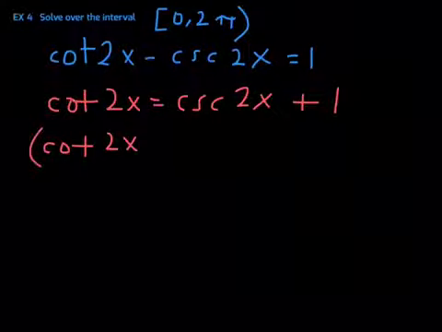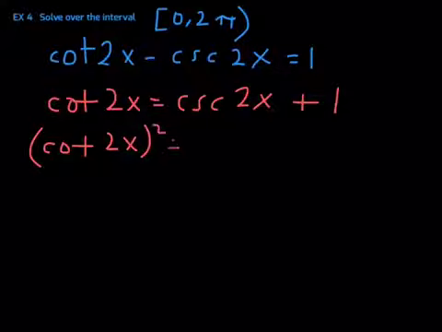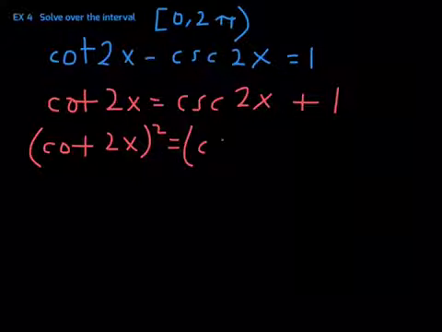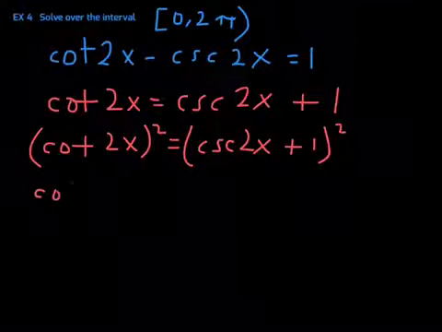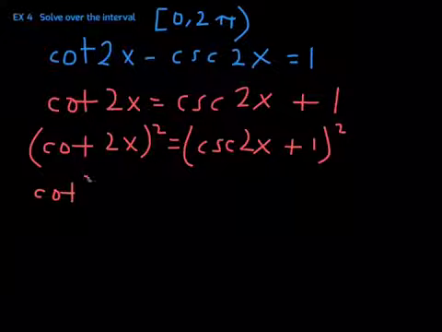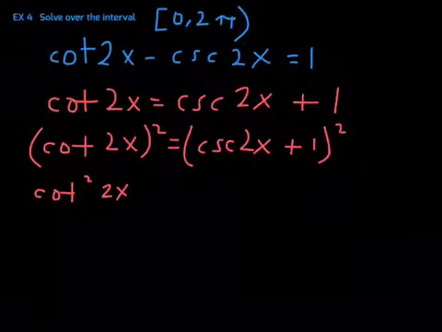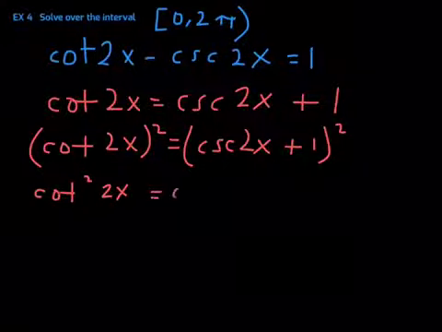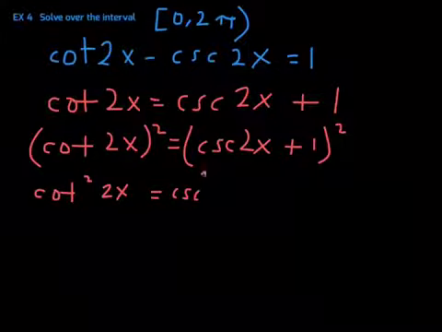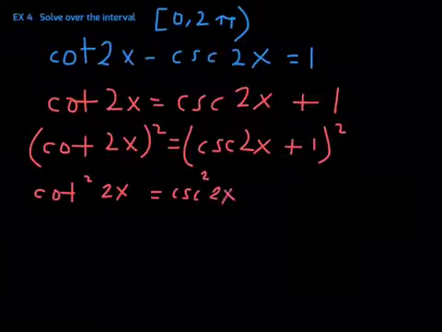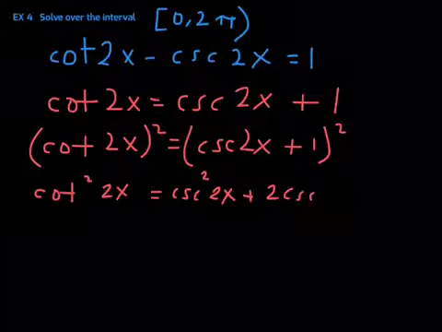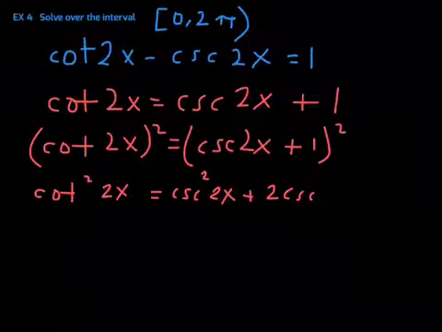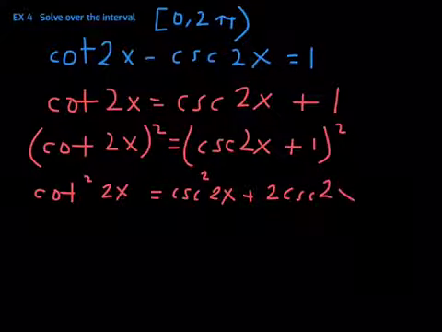So I'll square this side, and I'll be very careful to square this side. When I square the left-hand side, that just means cotangent squared of 2x. When I square the right-hand side, I get cosecant squared of 2x plus 2 times cosecant of x times cosecant of 2x, and then plus 1.